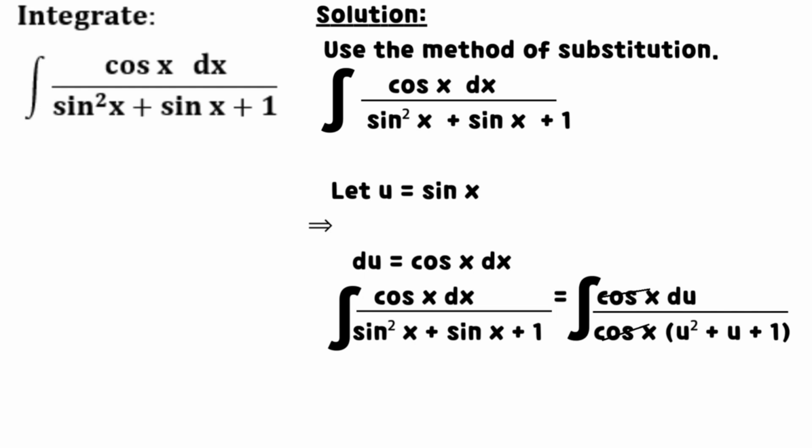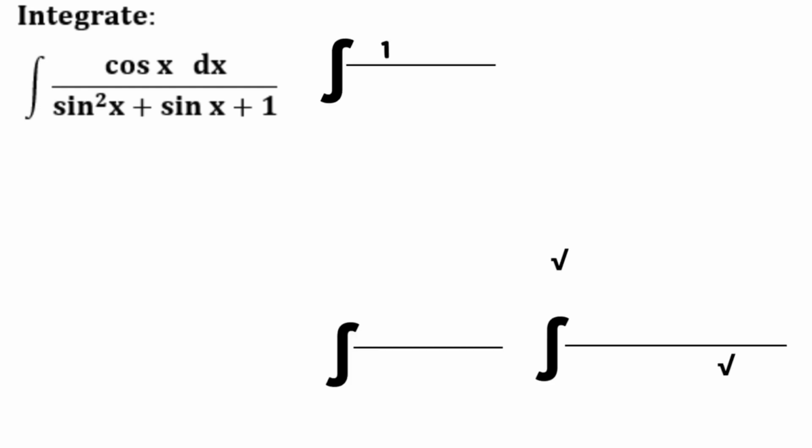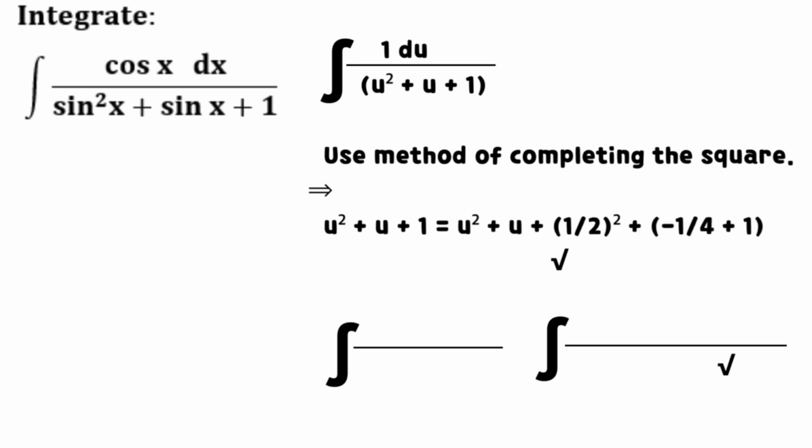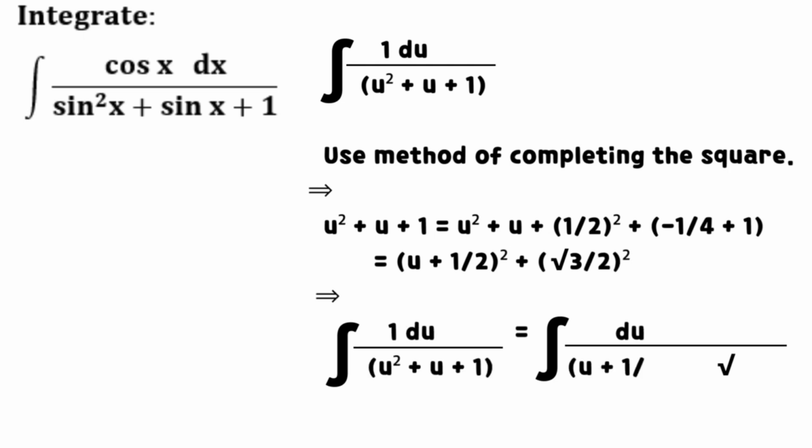Here, we have that the integration of the given expression equals the integration of cosine x dx, all divided by the product of cosine x and the sum of the square of u and u plus 1, as shown on the screen. Simplify to get the u integral expression, as shown on the screen. Then apply the method of completing the square. It implies that the sum of the square of u and u plus 1 equals the sum of the square of u plus half and the square of half of the square root of 3.